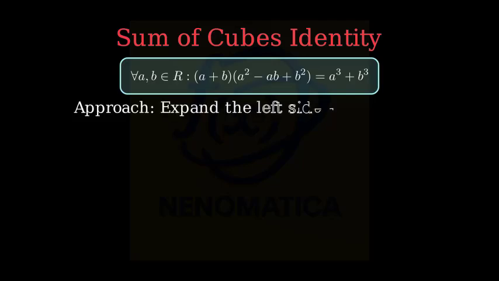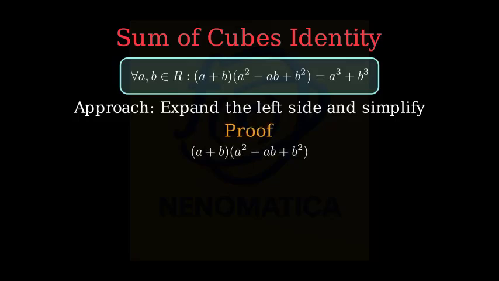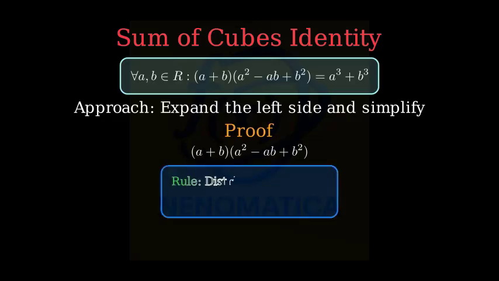Let's prove this identity step by step. We'll start with the left side of the equation and expand it to show that it equals the right side. Let's begin our proof. First, we'll write out the left side of our equation. Now, we'll apply the distributive property to expand this expression. We multiply each term in the first factor by each term in the second factor. Let's expand this expression step by step.